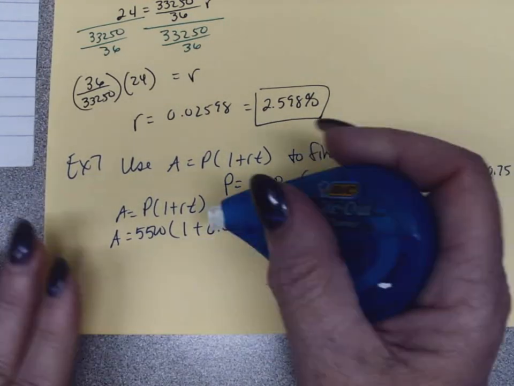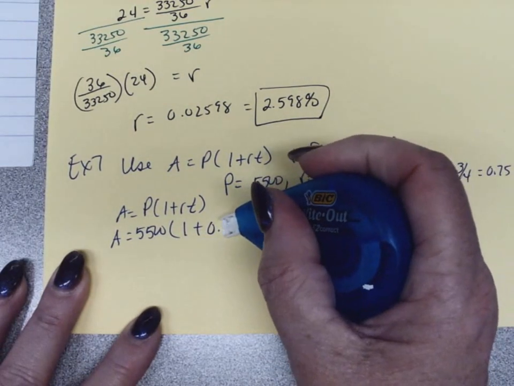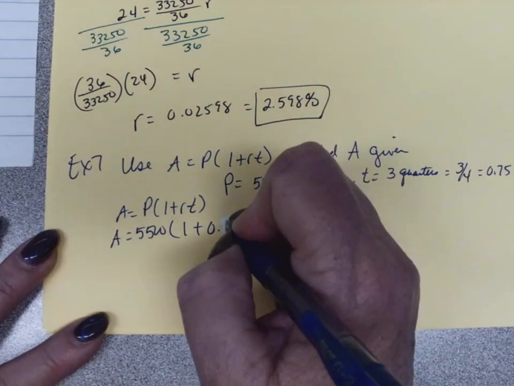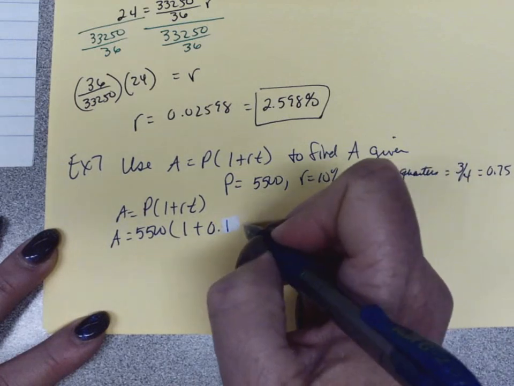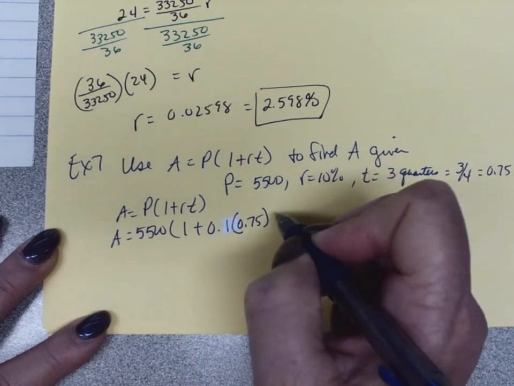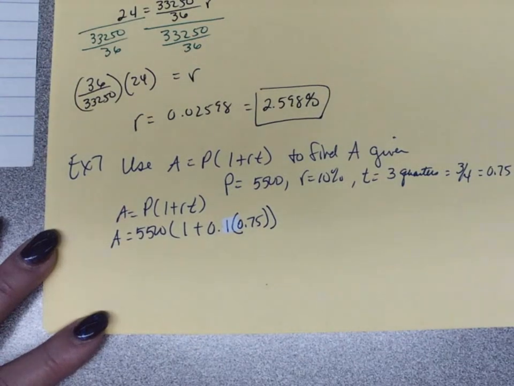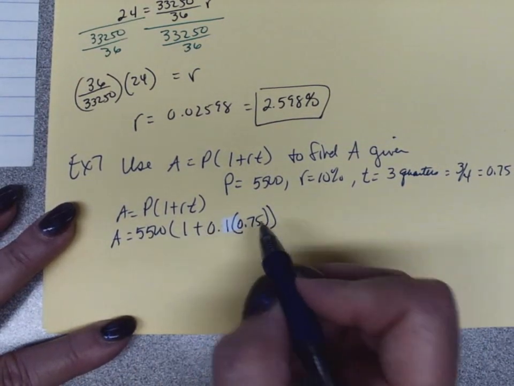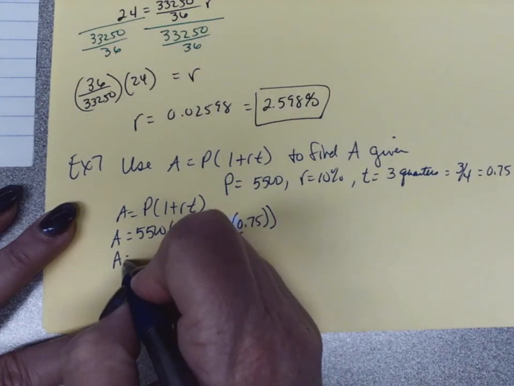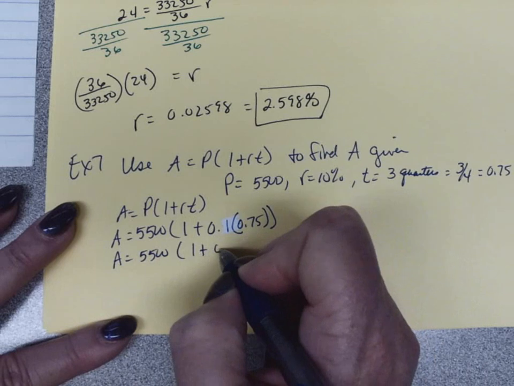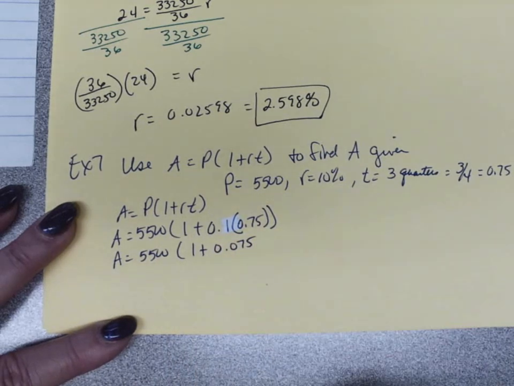Hang on. As soon as I wrote it, I'm like, that's not right. It's 10%, not 1%. 0.1 times our 0.75. So we can multiply this part here, 0.1 times 0.75, and that'll get us 0.075.